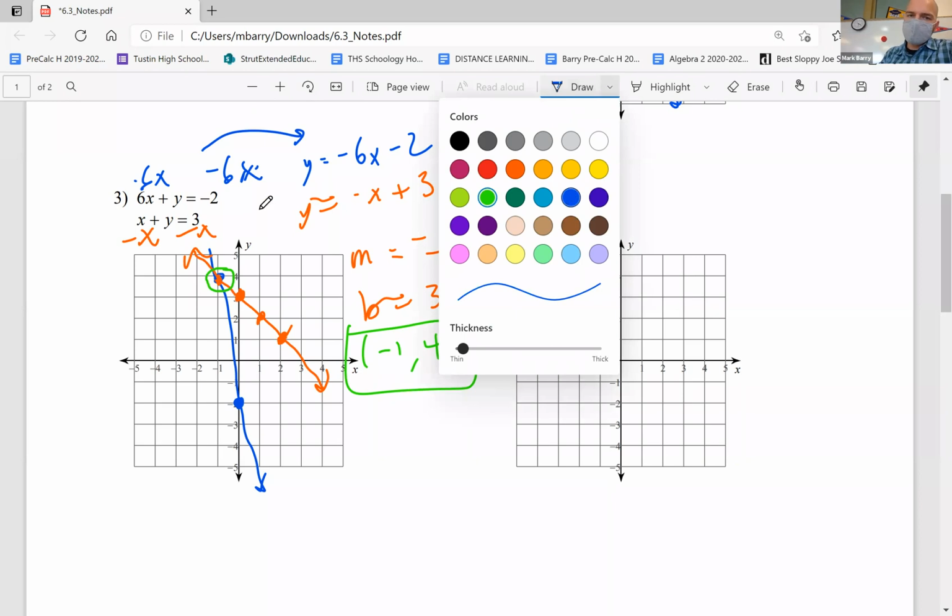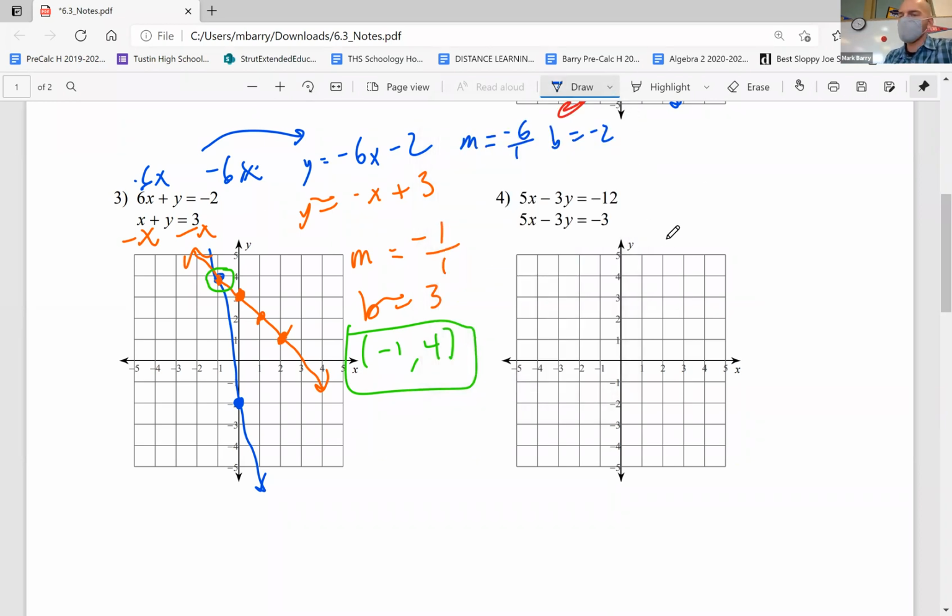Okay, let's continue. Number 4. Again, it's not in the y equals mx plus b form, so we need to get it in the y equals mx plus b form. So I'm going to subtract 5x from each side of the equal sign. So I get negative 3y equals negative 5x minus 12.